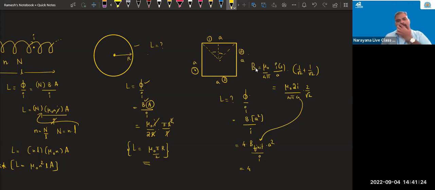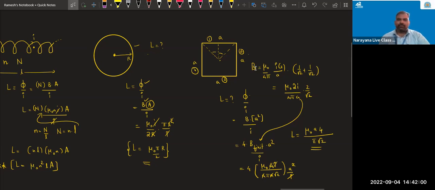So substitute, I can write mu naught 4 into I divided by 4 pi a into root 2, and into a square by I. I cancels out. A cancels out. 4 cancels out. So what is the coefficient of self-inductance? Mu naught into a into 4 divided by pi root 2. That is the method to calculate the self-induction factors. Understood? Self-induction over. What's up next? Mutual induction.